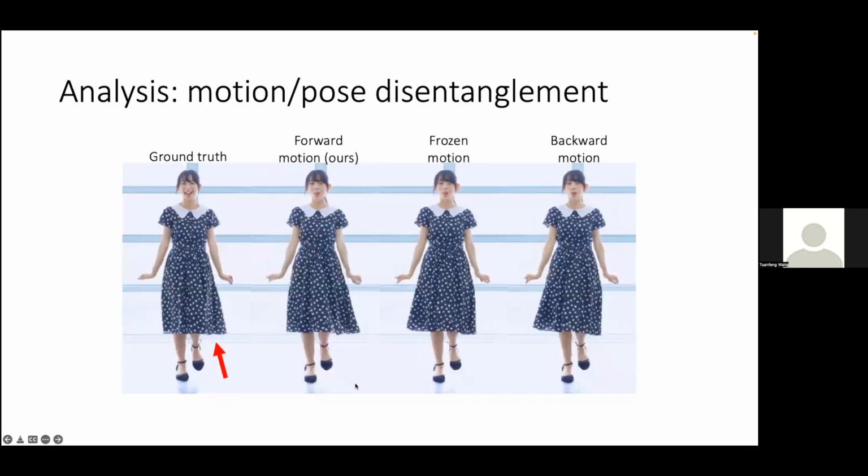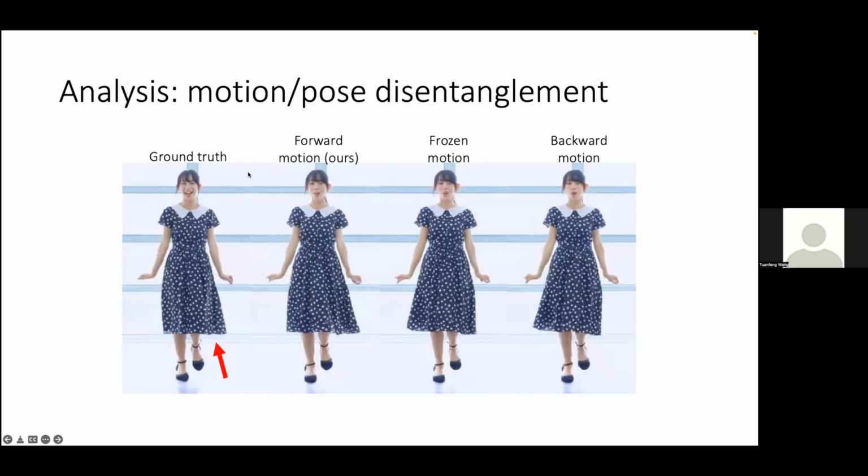Another thing to look at is motion pose disentanglement. So here we have two branches. One is for pose, one is for motion. That means we can synthesize the same pose with different motion that leads to this pose. One very simple but interesting test is we can play the video forward and backward.